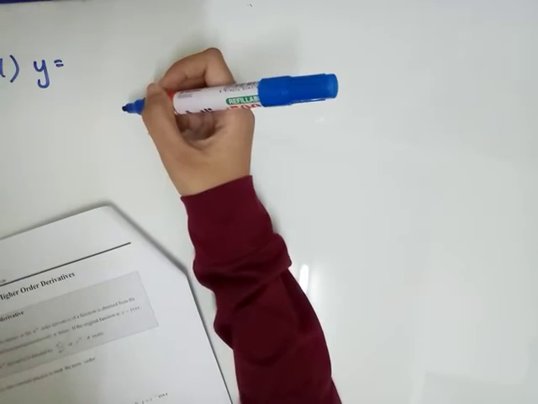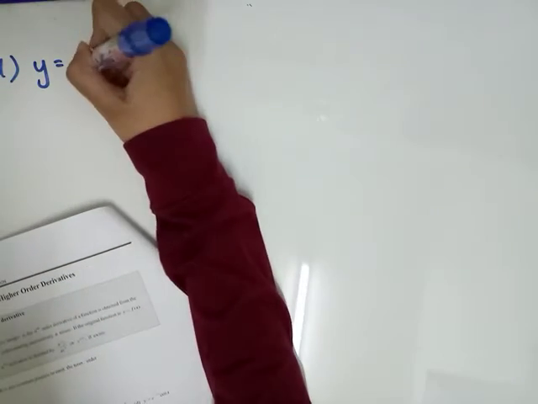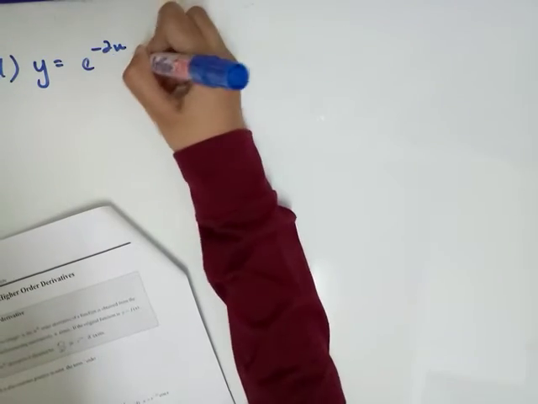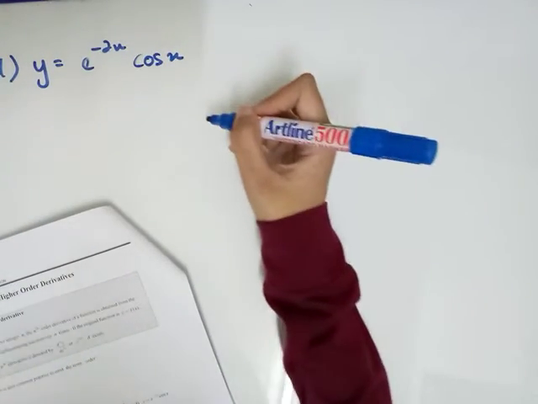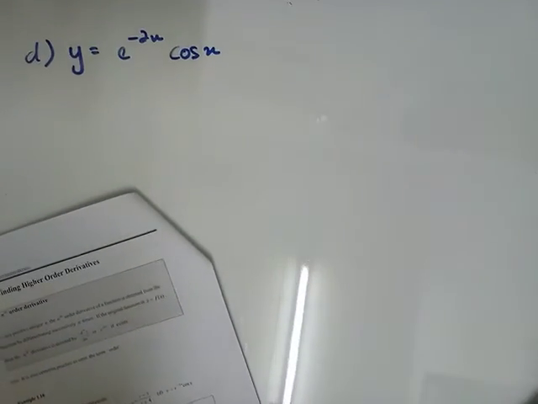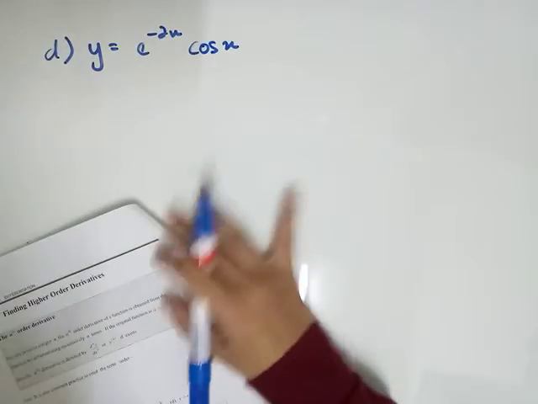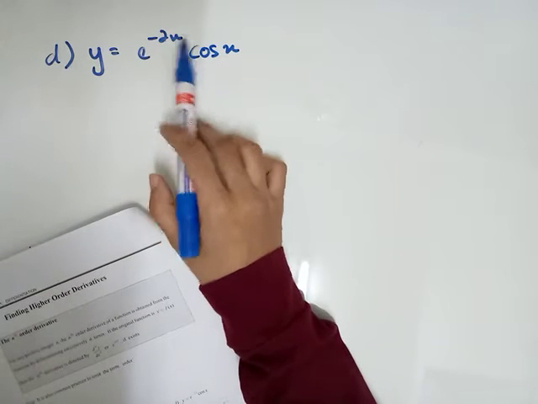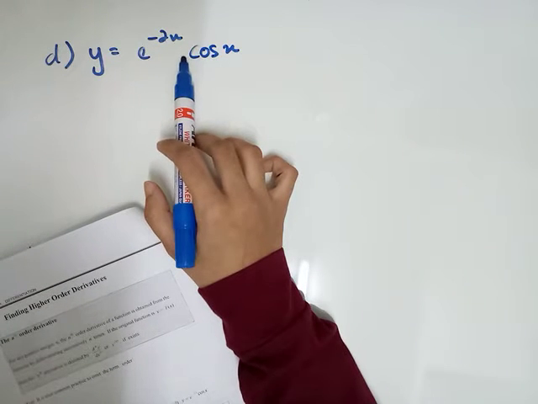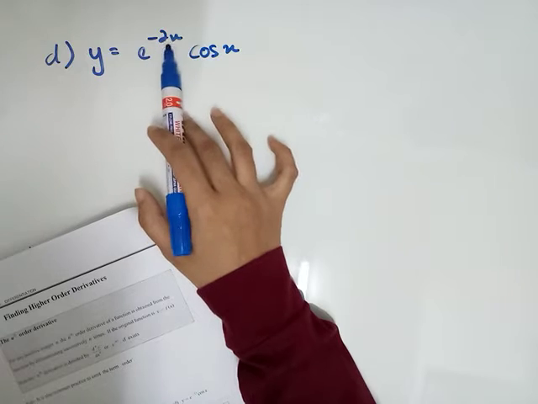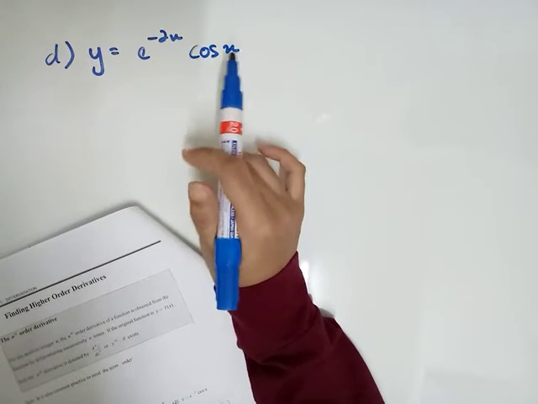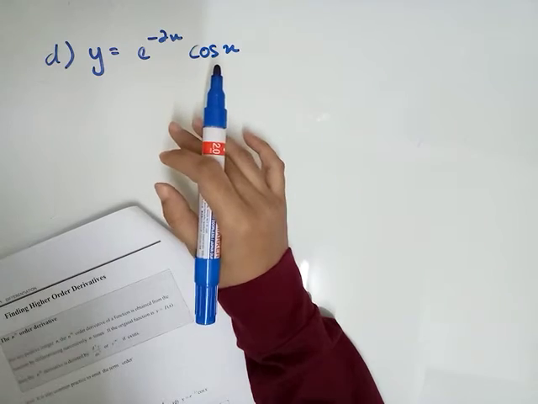Differentiate y equals e to the power negative 2x times cos x. Okay, can you see it? Alright, so to differentiate this one, as you can see this is the concept of multiplication. It is multiplied: exponent negative 2x times cos x. So we need to use the product rule. To differentiate, we need to use the product rule.